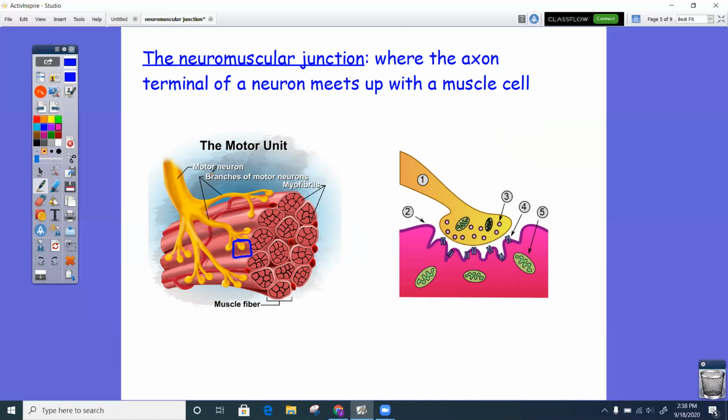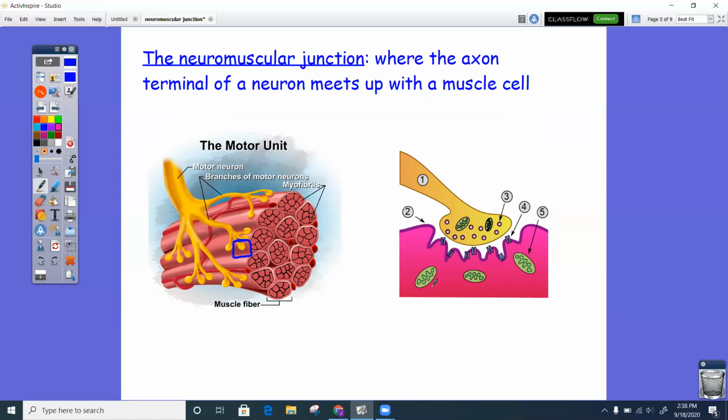The neuromuscular junction is where the axon terminal meets a muscle cell. This gold or orange-looking structure is the end of a neuron, and all these little knobby-looking things are axon terminals. In this picture, we are zooming in on this blue box, and we are seeing the specific area where an axon terminal meets up with a muscle cell. That's what we're going to draw and go over on the next slide.